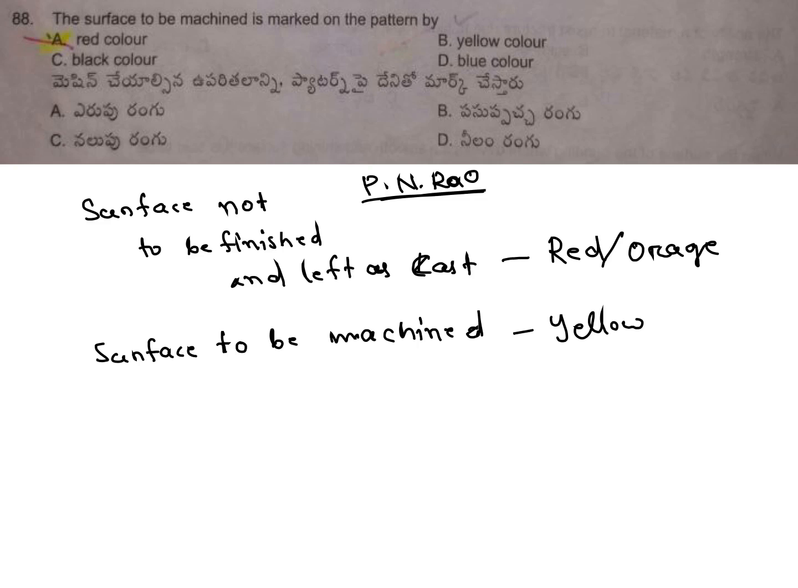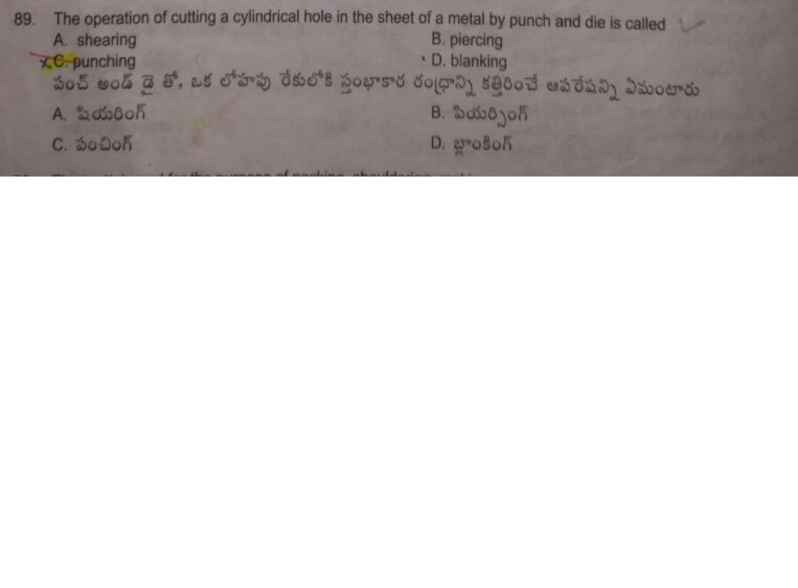The operation of cutting a cylindrical hole in a sheet of metal by punch and die is called as A. shearing, B. piercing, C. punching, D. blanking. C is the answer.